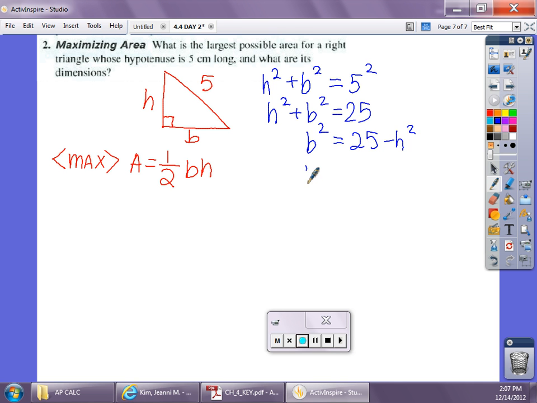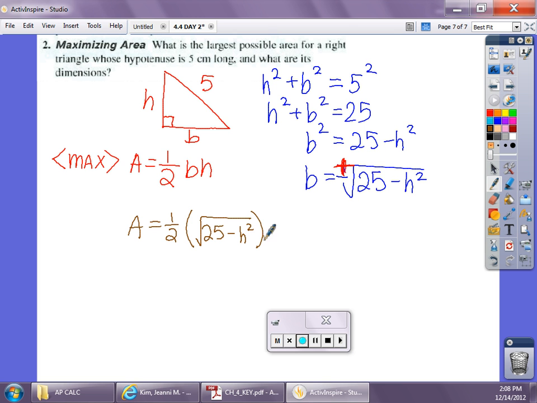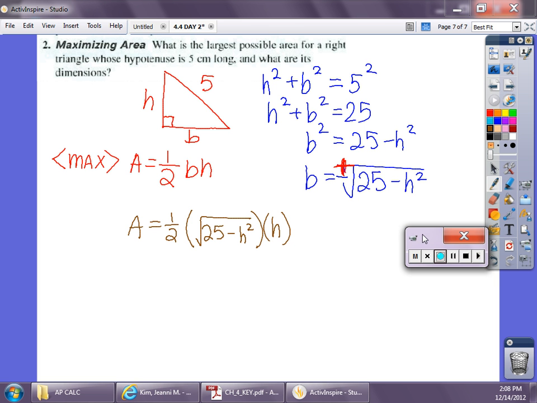and solve for it. We get b is equal to, it's actually the plus or minus square root, but since we're dealing with real life problems, we're only going to care about the positive square root. Let's substitute that back into the formula here. Area is equal to 1/2, the base being square root of 25 minus h squared times b. All right, so now that we have that, let's talk about endpoints.